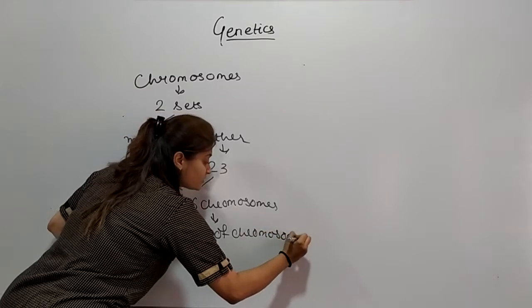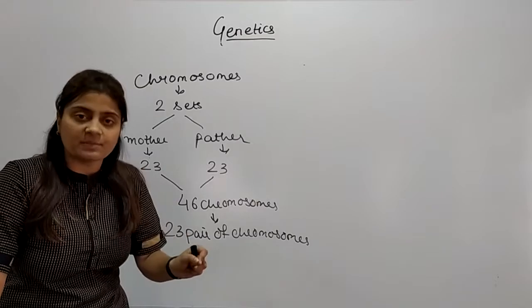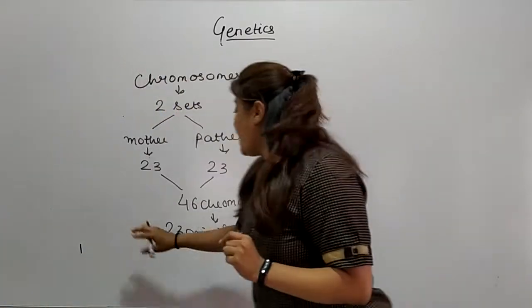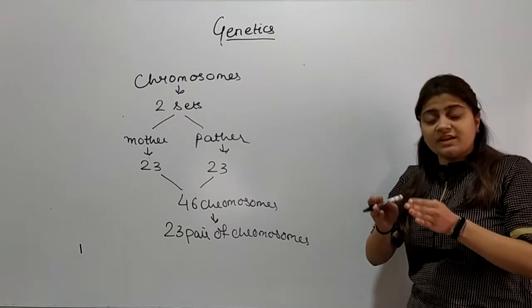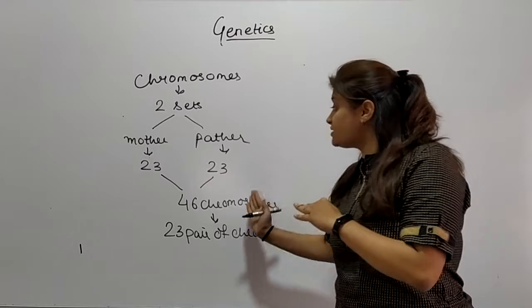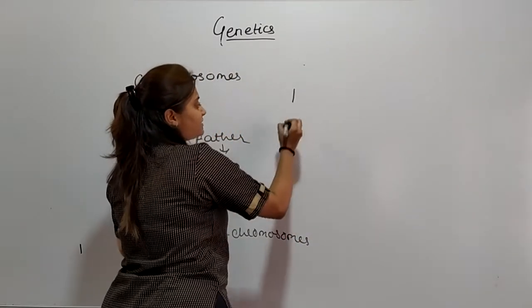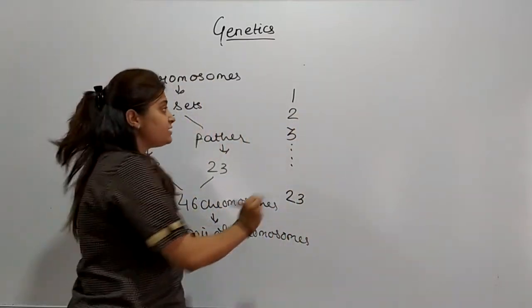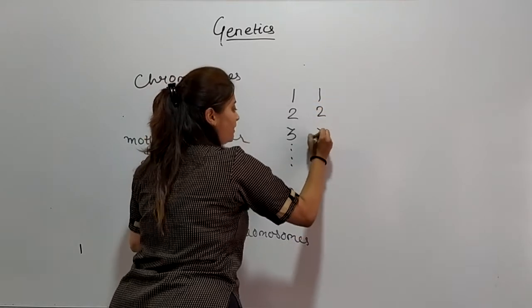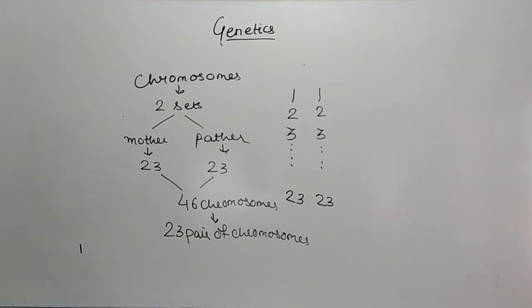Here this thing is very important: I do not have 46 different types of chromosomes. I have 23 pairs. That is, the first 23, 1 to 23, and the next 23 are just the copies of the first 23. So for example, 1, 2, 3 up to 23, and the other set is just the copy. This is how I have 23 pairs of chromosomes.